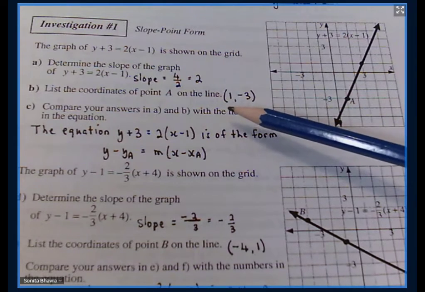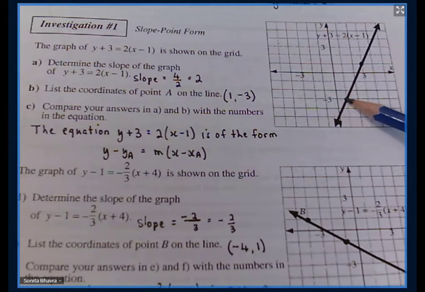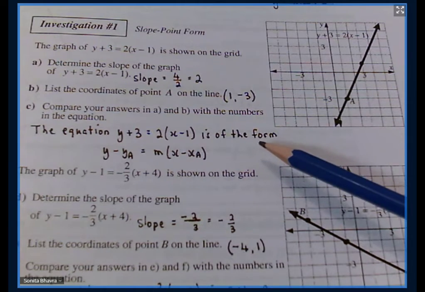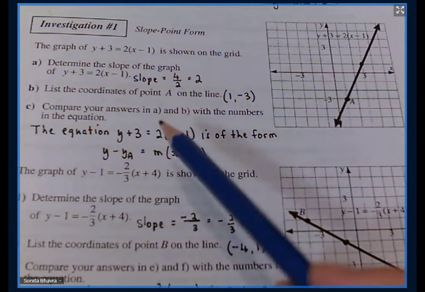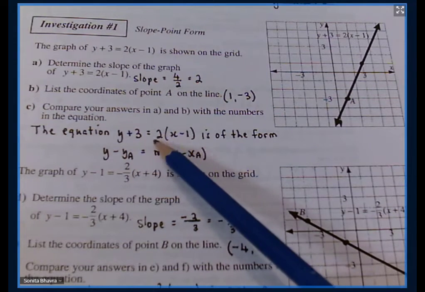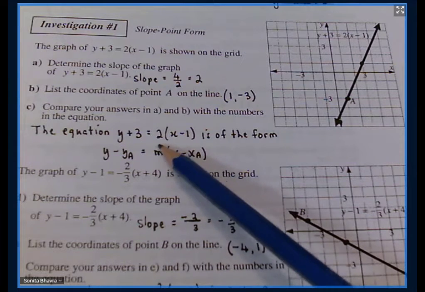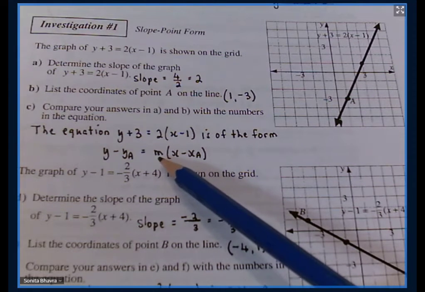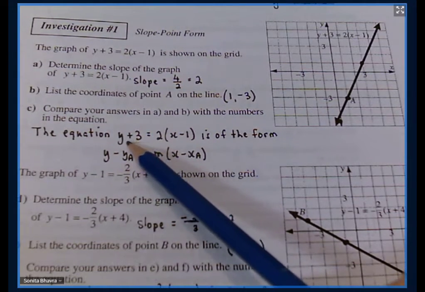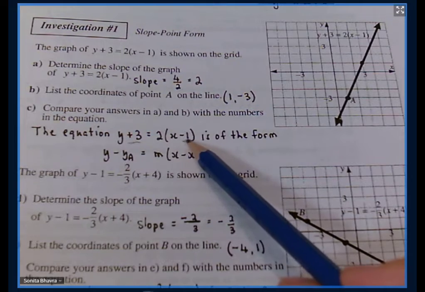Next, list the coordinates of point A. Our point A is here. The coordinates for it are 1, negative 3. Using this point A and our slope, we can start looking at a pattern. The equation of the line was y plus 3 equals 2(x minus 1). This 2 still represents little m, the slope. Next, take a look at the positive 3 and the negative 1 here.